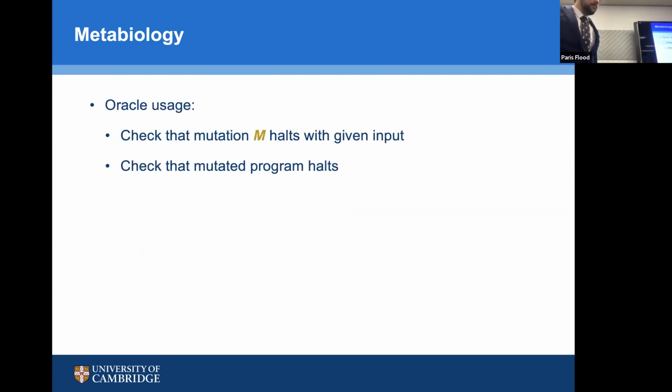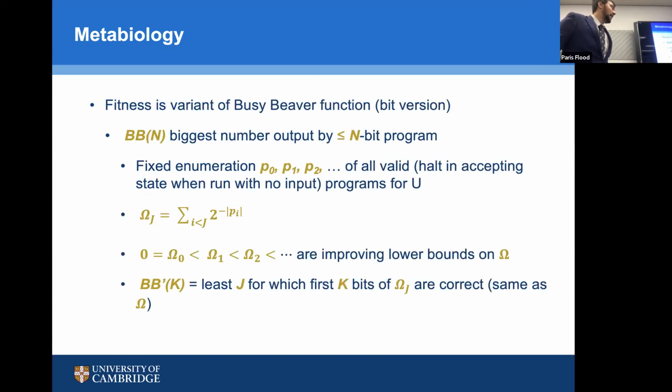So a few more specifics that are important. We are using oracles just to make sure that everything halts, the mutations and the programs. And the fitness function is very specific. If you've heard of the busy beaver function, there are many different ways to formulate it, but a nice way to do it is to say it's the biggest number output by an n-bit program. That's the busy beaver number n, right?